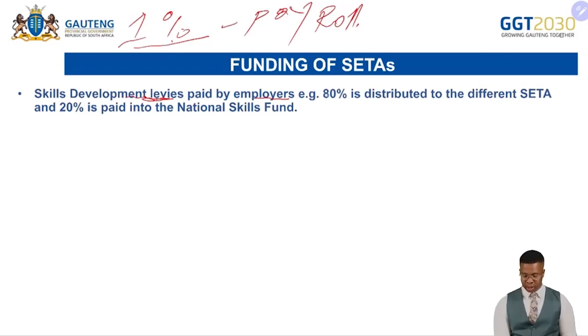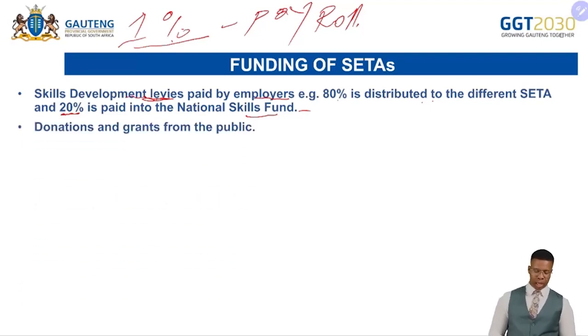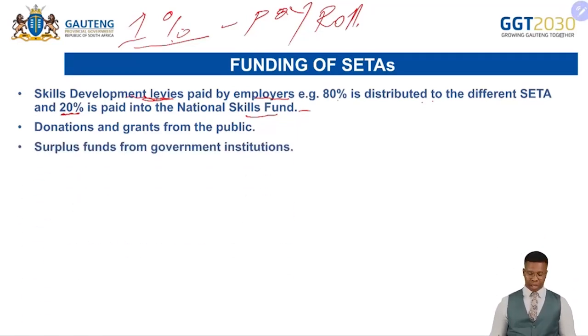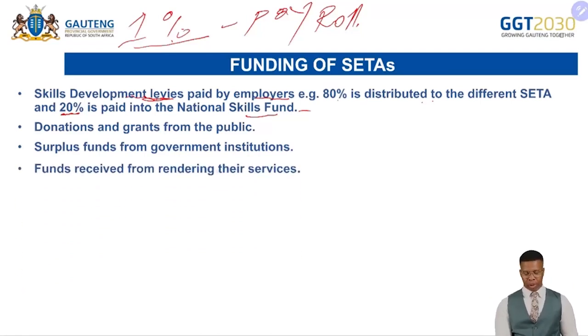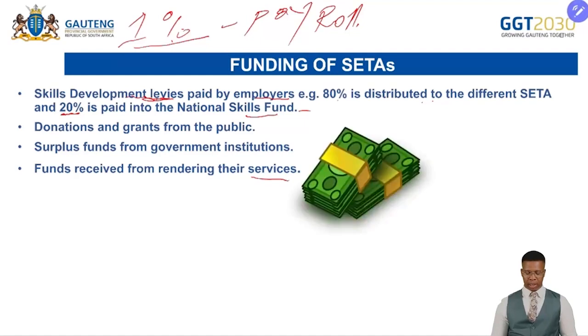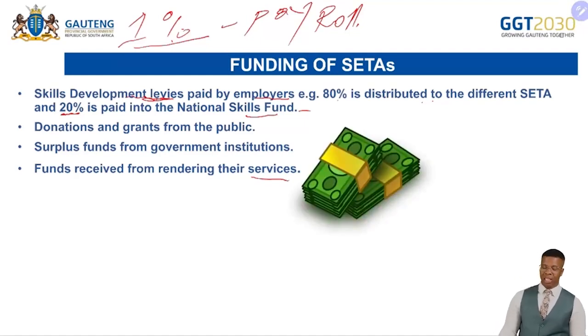In this way, for example, 80% is distributed to the different sectors, and the 20% is paid to the National Skills Fund, which would be bursaries and NSFAS programs to ensure that training actually takes place. And then donations and grants from the public are also another way in which sectors are funded, and another way is the surplus funds from the government institutions, and another way is funds received from services rendered by sectors. So this is a way in which the Office of the Sector Education and Training Authority is funded.